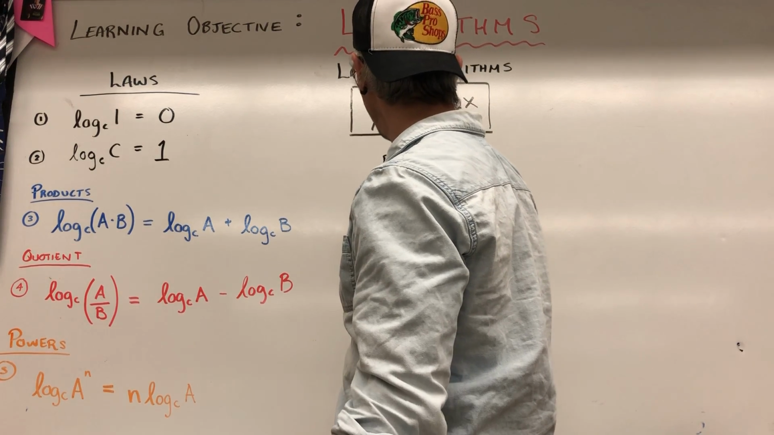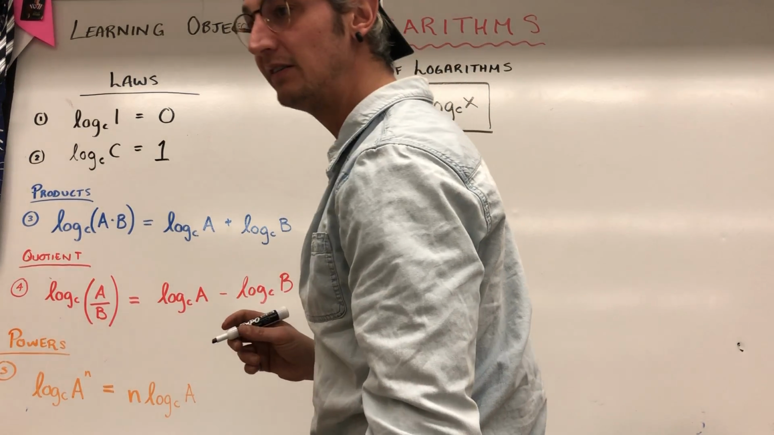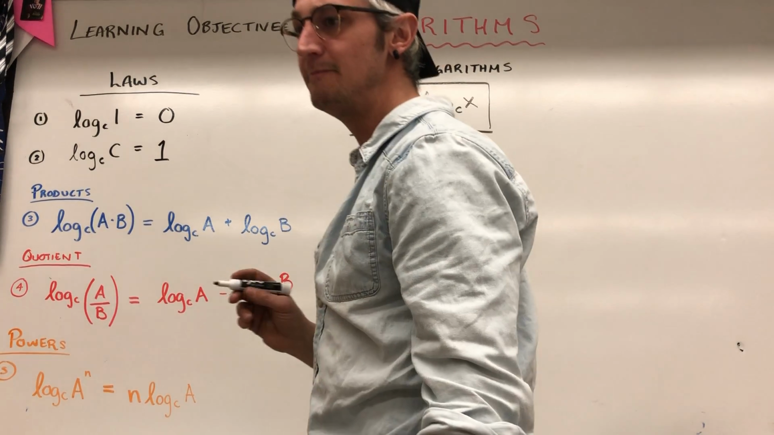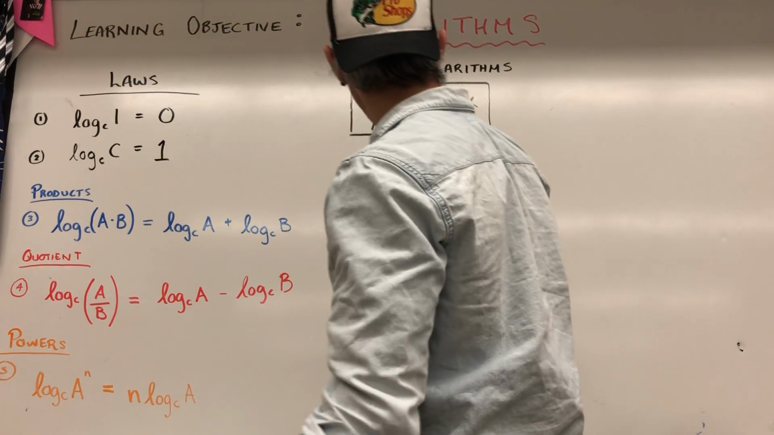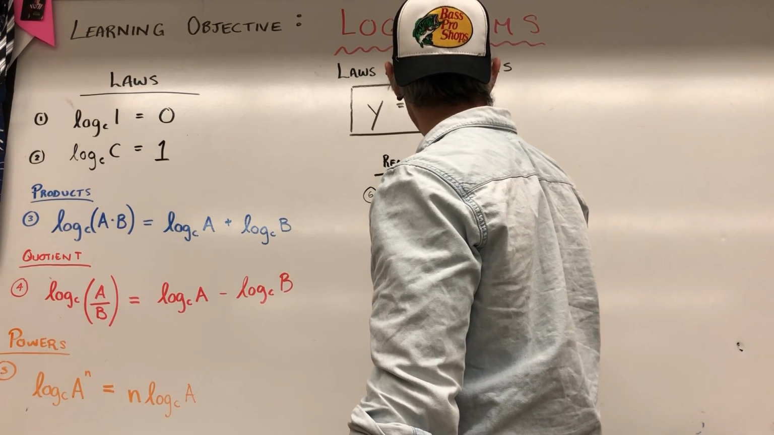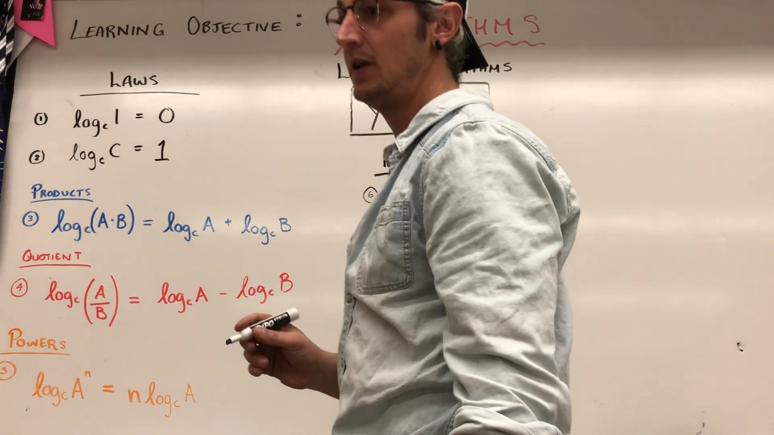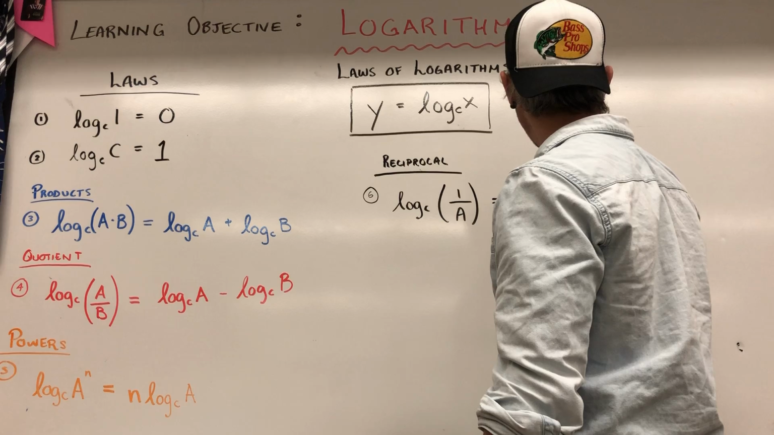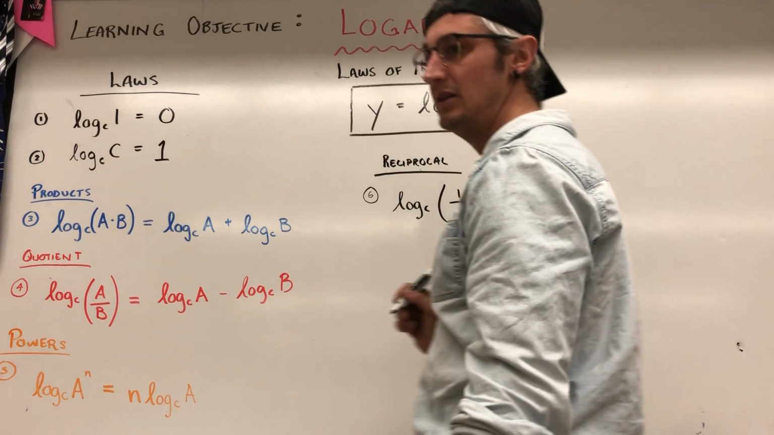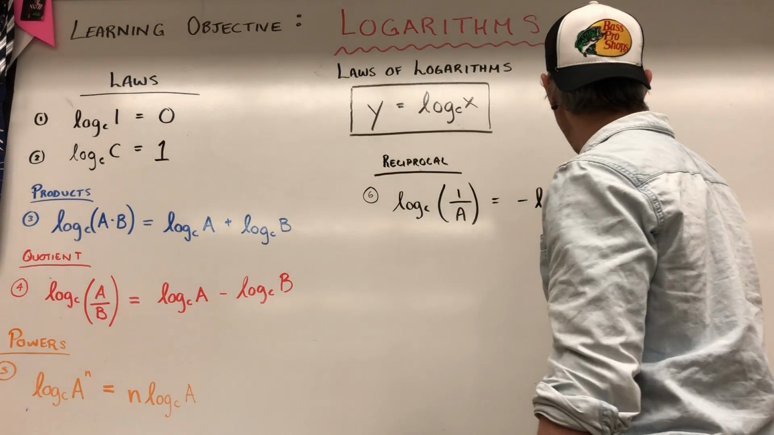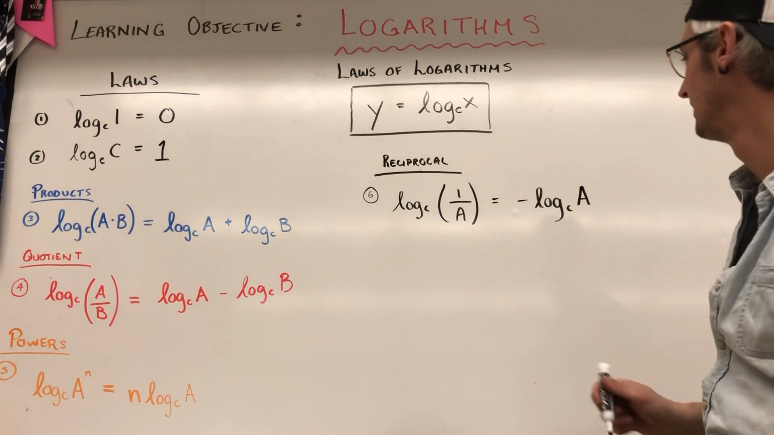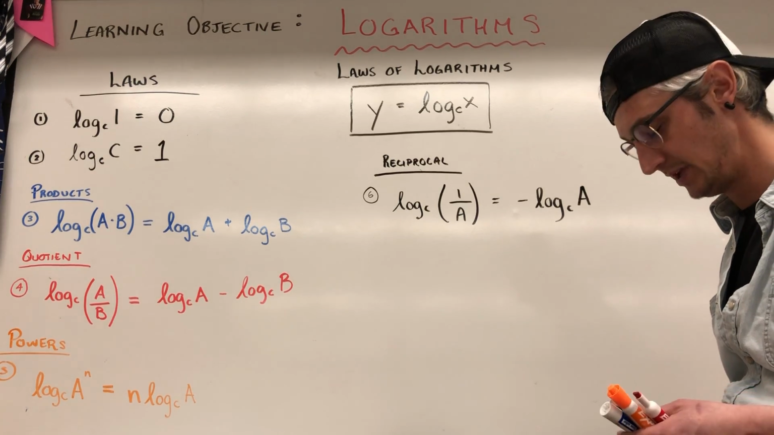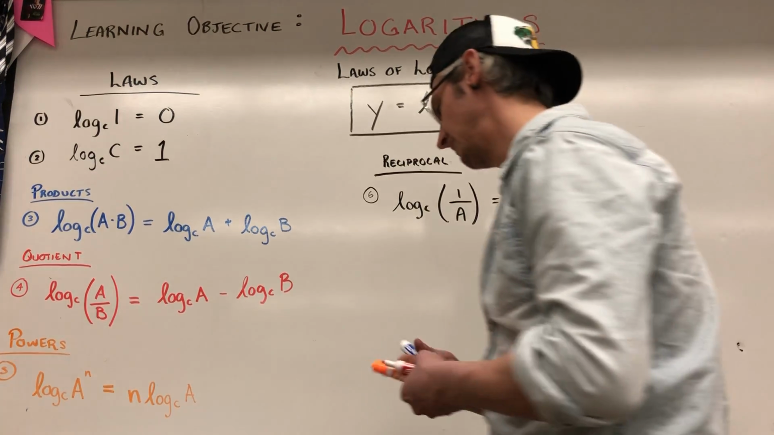The reciprocal law, number 6, tells us, what does it tell us? The log of some base c of 1 over a number is the same as negative log of some base c of that number down there. Okay? Good law to know. So let's do a problem where we have to use that law now.